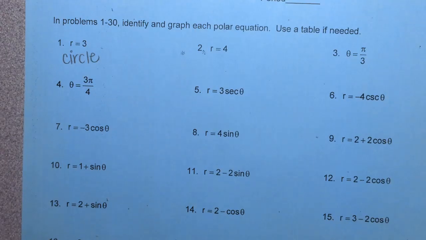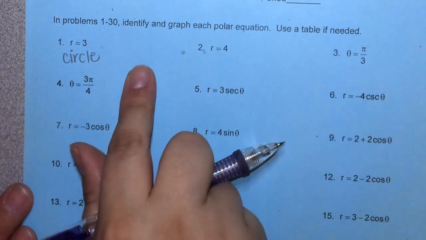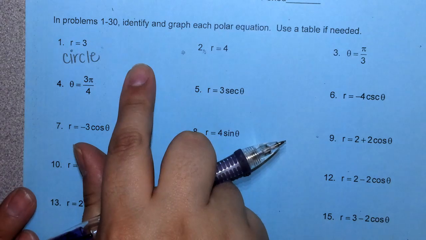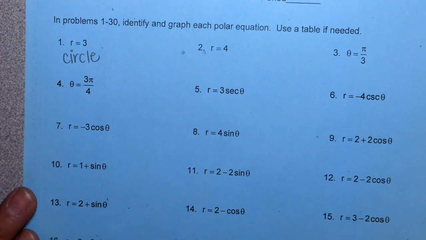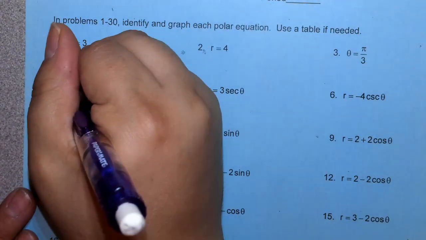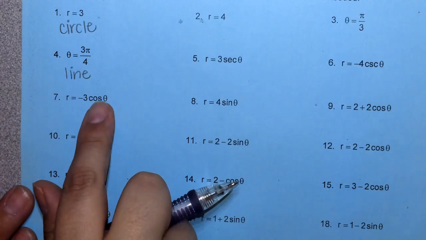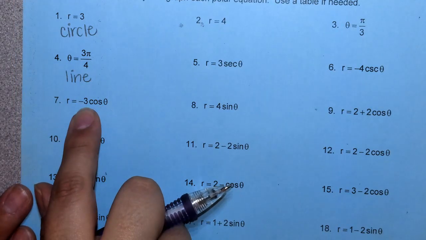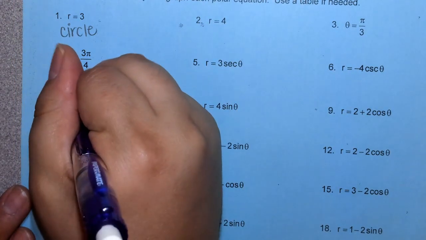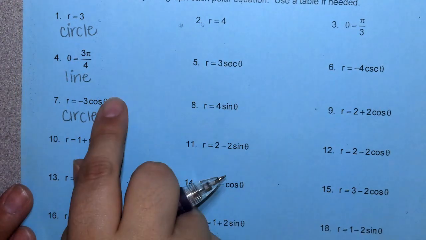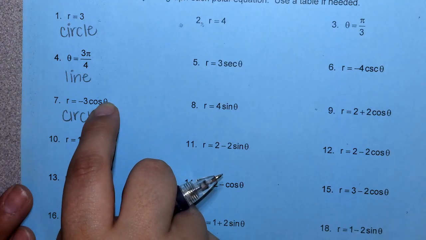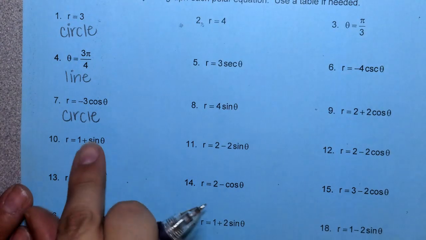All right, number 1, R equals is a circle. Number 2, theta equals is a line. You would draw a line at 3 pi over 4 through the pole. If I just give you sine or cosine with one number, that is a circle. A rose curve would have a number with it before theta. A rose curve would have 2 numbers.